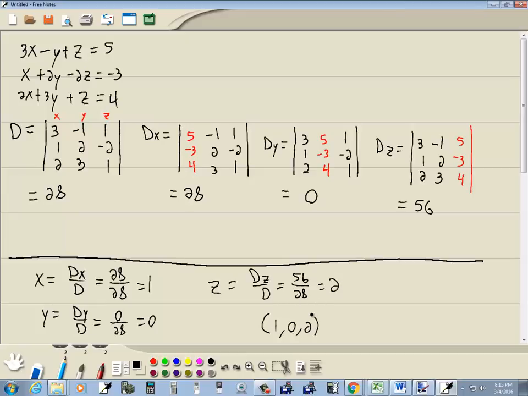Now how we would check this, I won't go through the process, but we'd plug that in up here and see if it works in each one of these. Very important, when you're using Cramer's rule, if you're doing it by hand like I'm showing, then it's very easy to mess up on a sign.